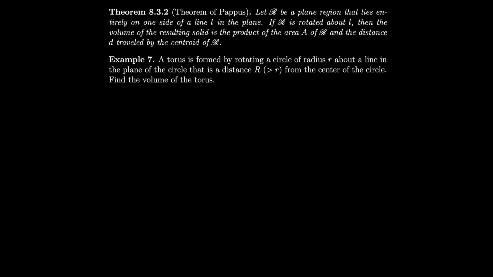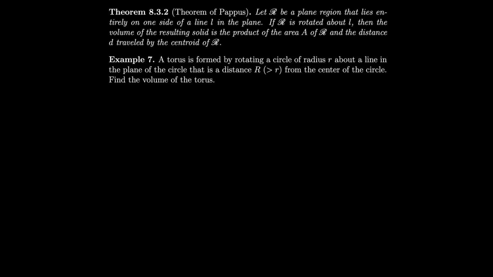So it turns out that there's a cool connection between solids of revolution and centroids. If R is a plane region that lies entirely on one side of a line L in the plane, and R is rotated about that line, then the volume of the resulting solid is the product of the area and the distance d traveled by the centroid. So let's be a little more clear when we do an example, I think.